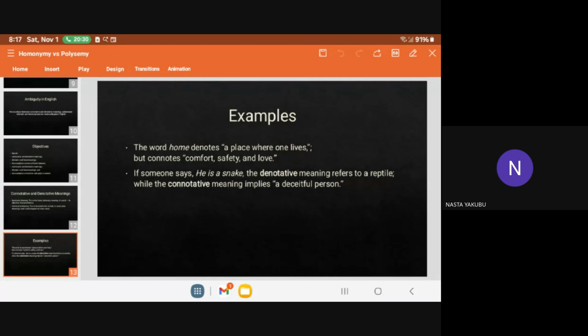Then if someone also says, oh, he's a snake. So you refer to someone as a snake. He is a snake. The denotative meaning here would be that you are saying the person is a reptile. That is what the speaker is trying to communicate when you look at it in terms of the denotative meaning. But when you look at it connotatively, the meaning would rather imply that the person is a deceitful person. So you see that this is not the literal meaning. There's more of a figurative meaning, which means the person is a deceitful person.